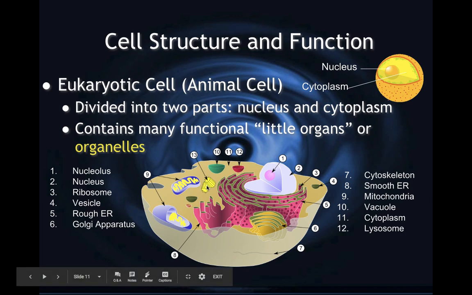Number 12 is the lysosome. And a lysosome, what it is, it's kind of like a garbage can of the cell. It packages and destroys harmful materials. So practice these words: nucleolus, nucleus, ribosome, vesicle, rough endoplasmic reticulum, Golgi apparatus, sometimes called the Golgi body, cytoskeleton, smooth ER, mitochondria, vacuole, cytoplasm, lysosome.